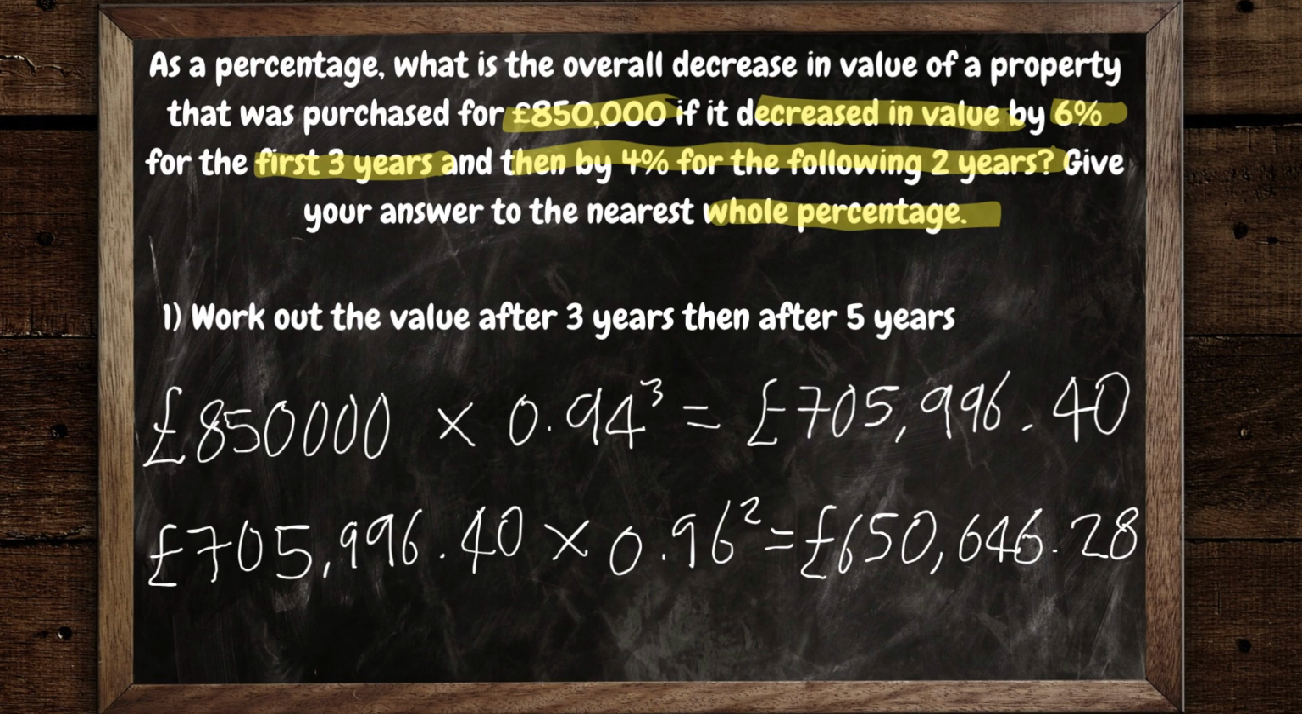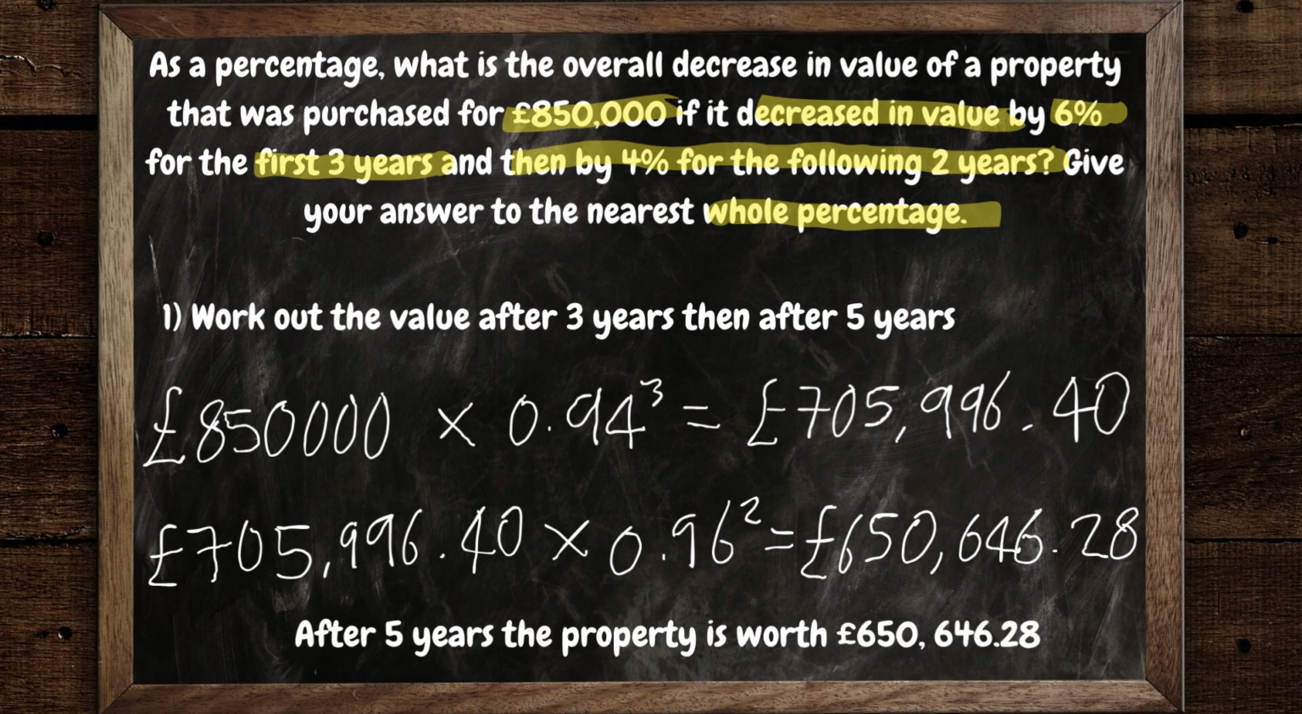So £705,996.40 multiplied by 0.96 squared equals £650,646.28. Okay, so that's the value of the property after 5 years.